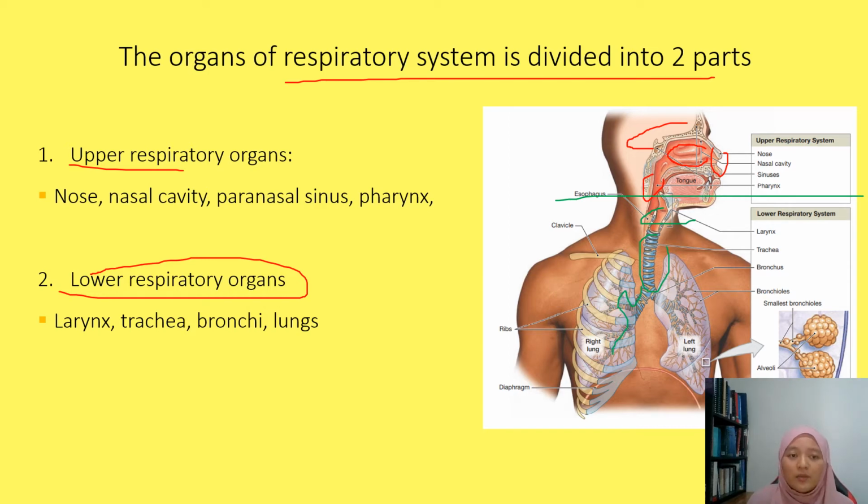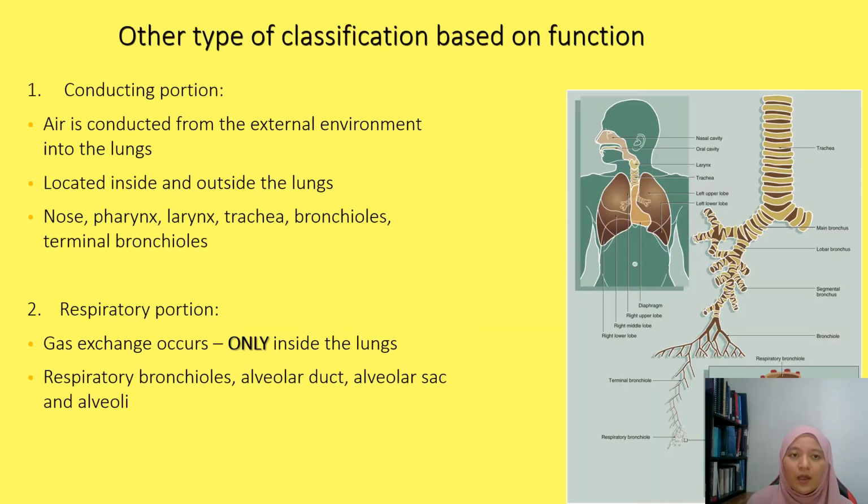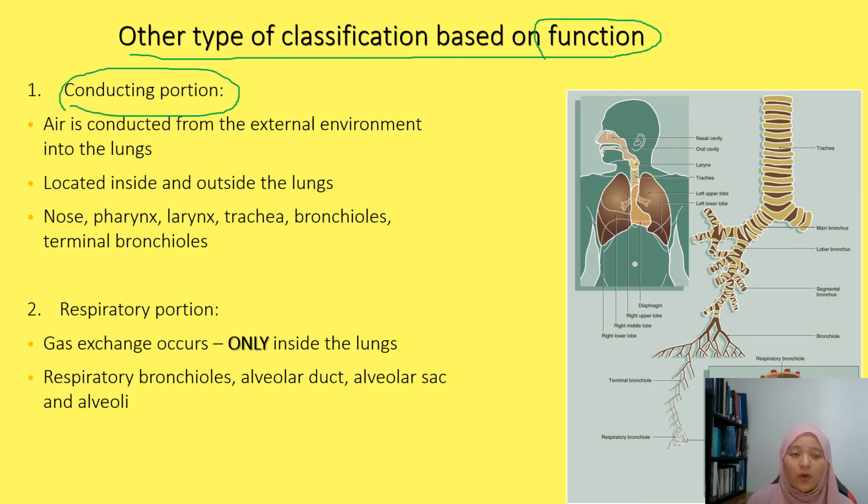So bear in mind that sometimes certain books say that the larynx is part of the upper respiratory organ, but in this lecture I'll just follow the standard anatomy textbook saying that the larynx is part of the lower respiratory organ. Another type of classification of the respiratory organs is based on function. It's either the conducting portion of the respiratory organ or the respiratory portion where the gas exchange occurs. The conducting portion is where the air is conducted from the external environment into the lungs. It can be outside or inside the lungs.